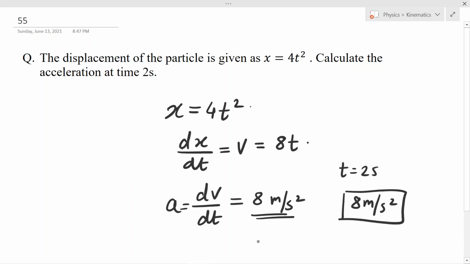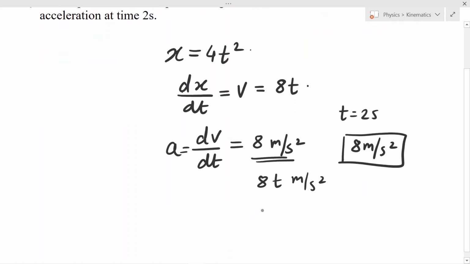Had it been something like 8t meter per second square, then it would have been 16 meter per second square, like that. But now it is constant, and hence it will be the same at t equal to 2 seconds.